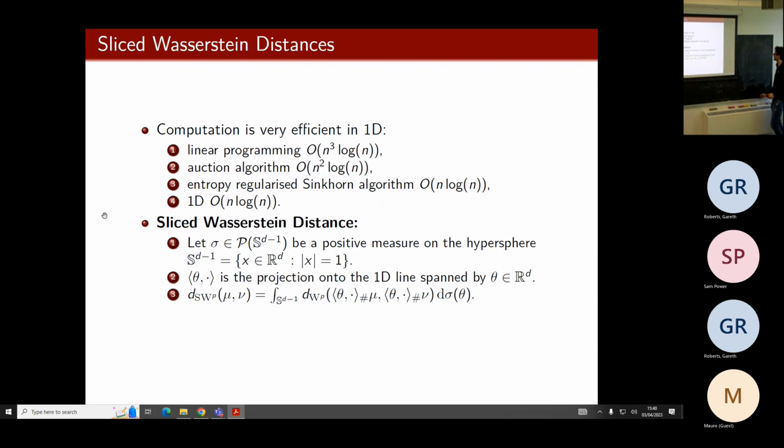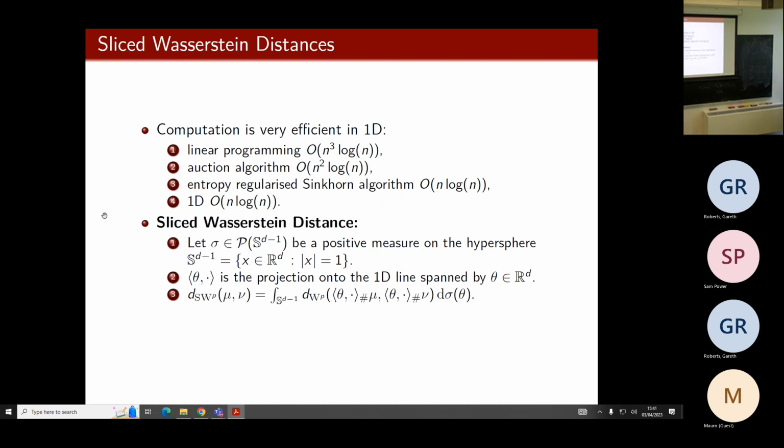So if I have my mu and my nu here, what I do is pick a direction theta. Then I project my mu onto this line here, and let's say I end up with a PDF that looks like this. Do the same thing for nu, so my PDF perhaps looks something like this, and then I just compare the 1D slices, and I do this over all possible angles.